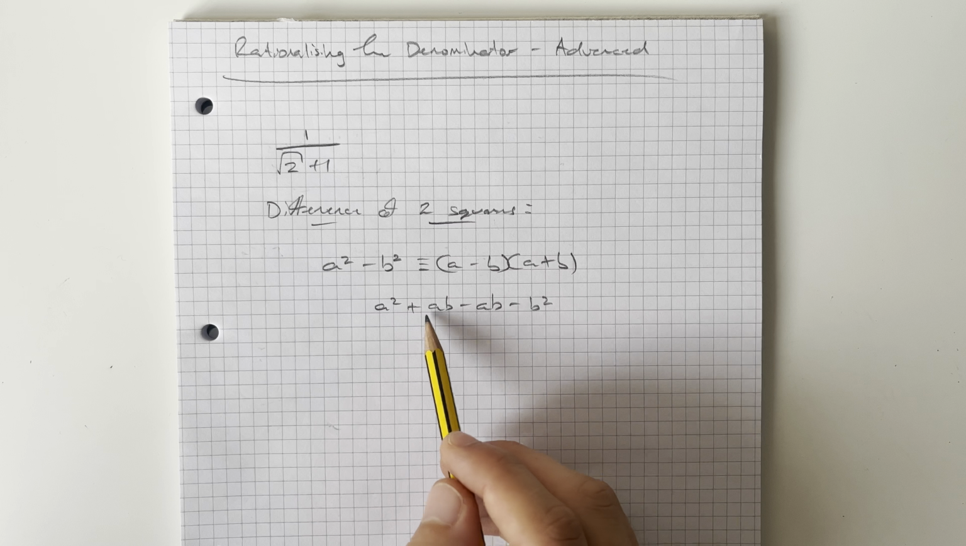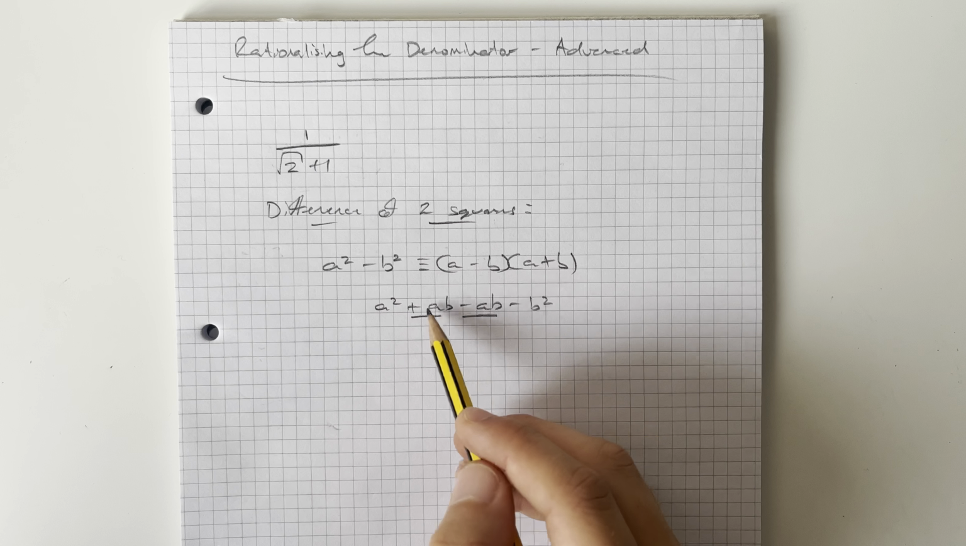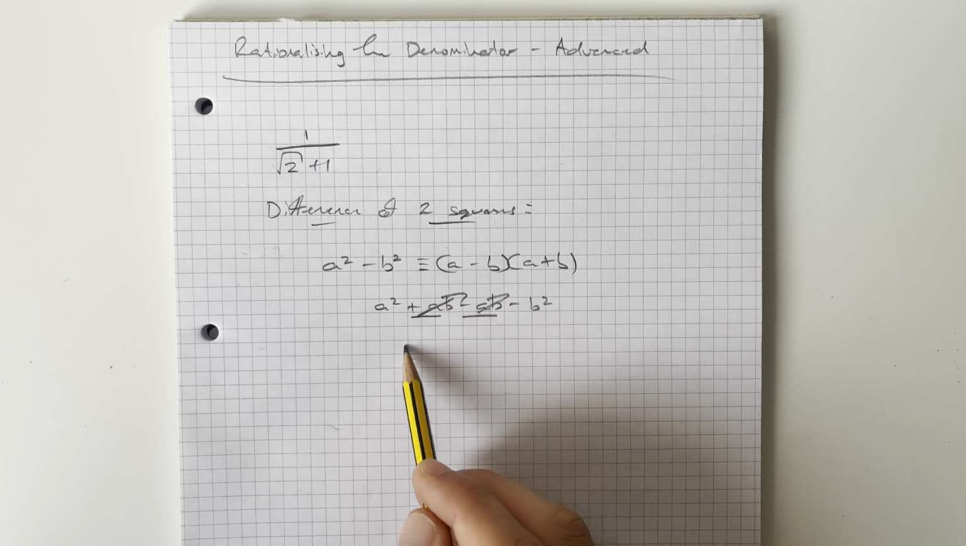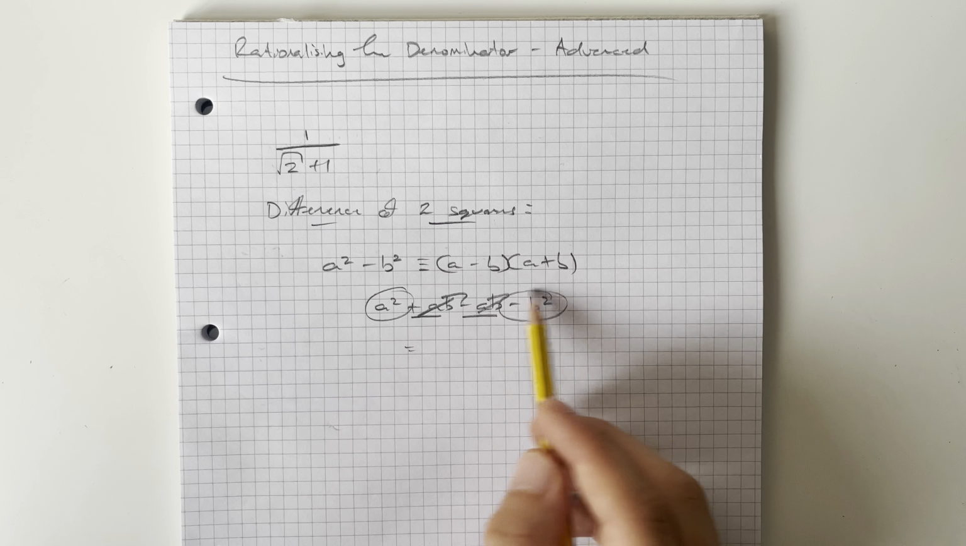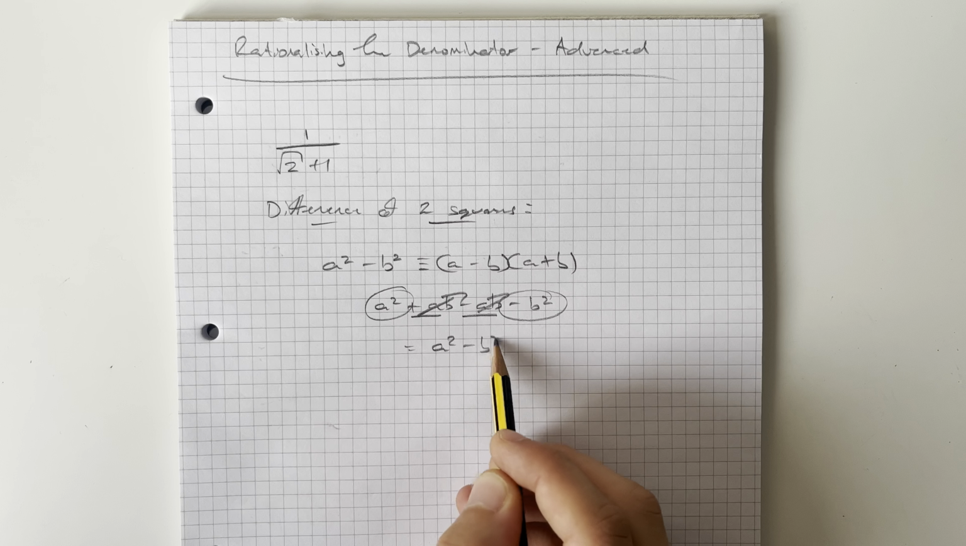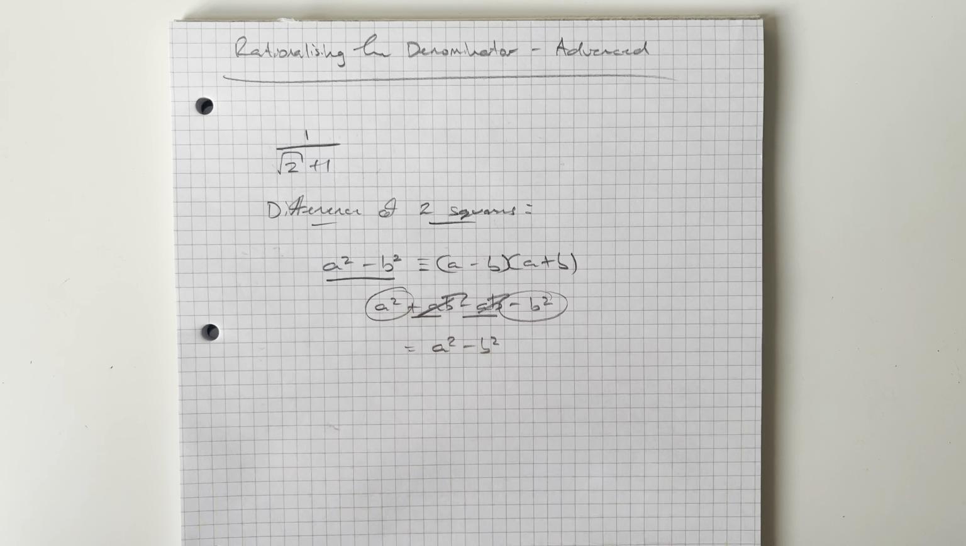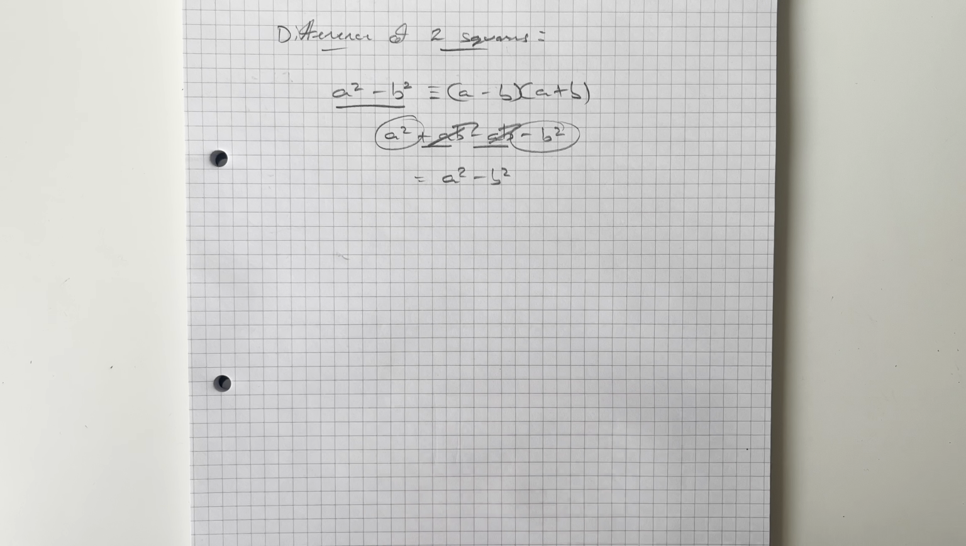And what we can see is this plus ab and this minus ab are going to cancel off, leaving us just with the a squared and the minus b squared, which is exactly what we started with here on the left hand side. So we'll have a look at then, how is this going to be useful?